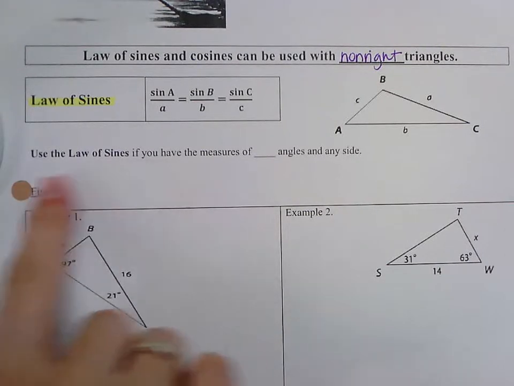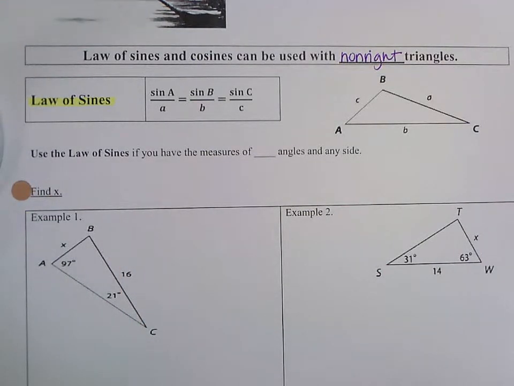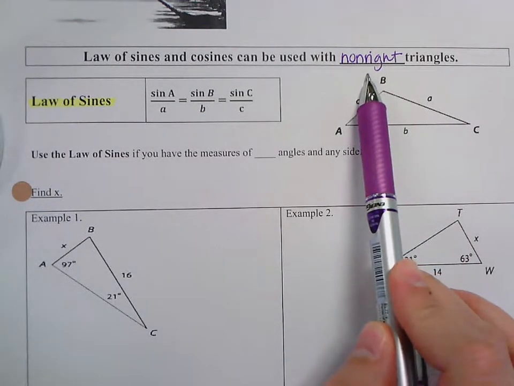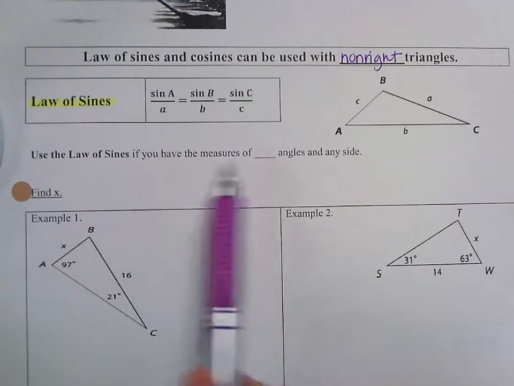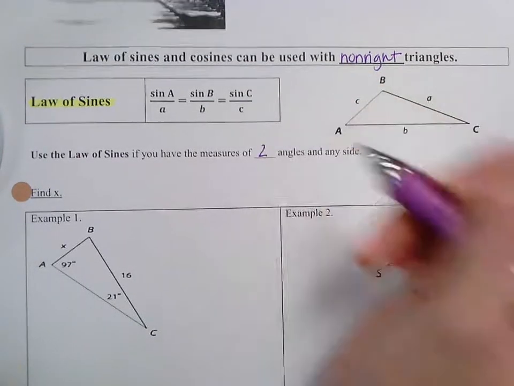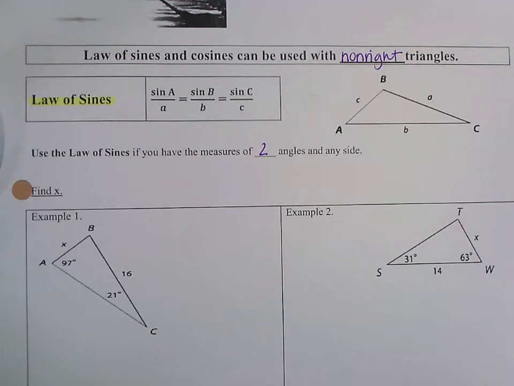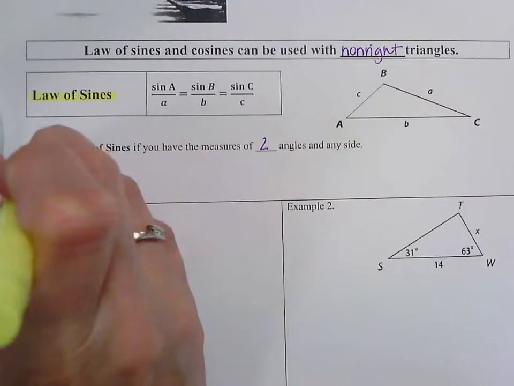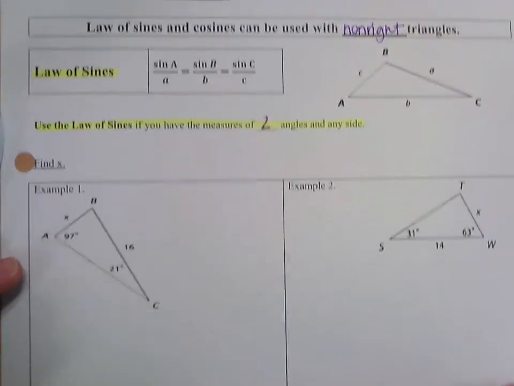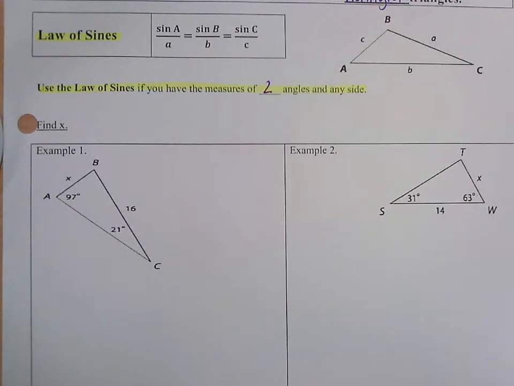It does give you here when to use law of sines. Law of sines does not work for every non-right triangle. It only works sometimes. We use law of sines if you have the measures of two angles and any side. So you have to have two angles given to you and then any side. I'm not trying to trick you with anything today where you can't use law of sines, but after we cover all of the methods and I just give you a triangle, you want to be able to problem solve what method am I supposed to use. So we're just going to go through some examples.